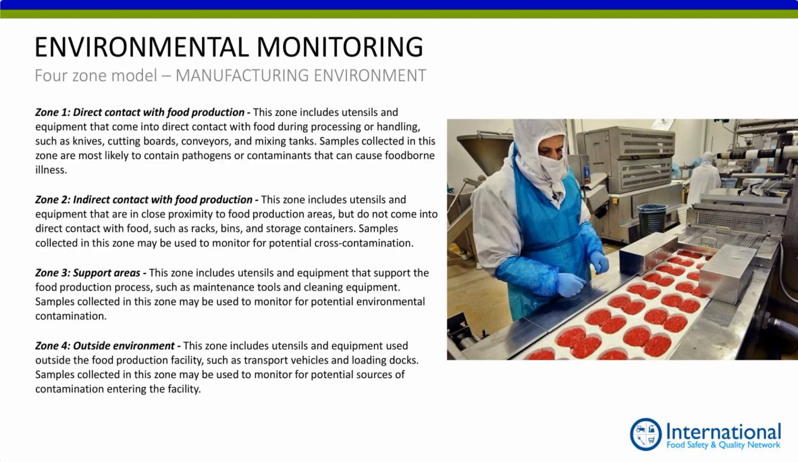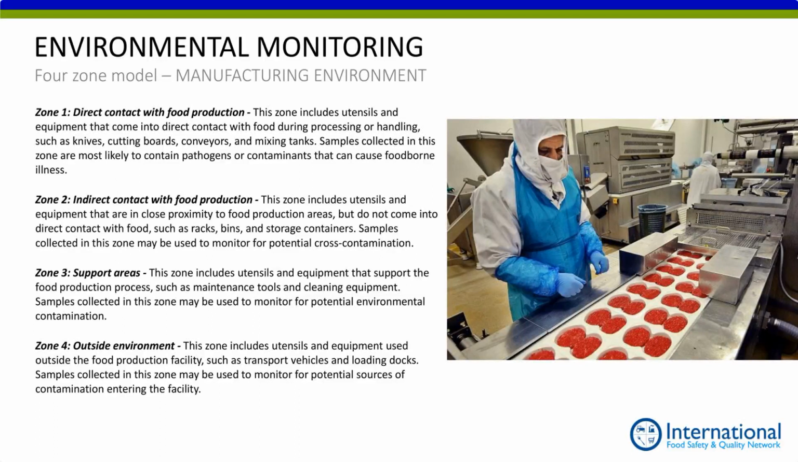Then we have zone 2. This is indirect contact with food production. This zone includes utensils and equipment that are in close proximity, so in the same area. All of these zones, zone 1, zone 2, zone 3, are, when we look at the site environment, inside the zone 1, all of this. So zone 2 is something that does not come into direct contact with food, such as racks, bins, storage containers, etc.